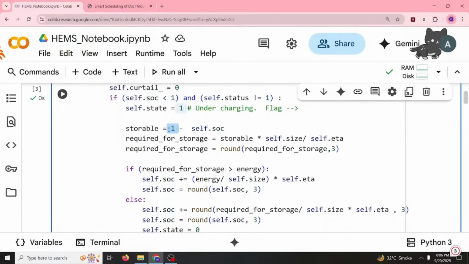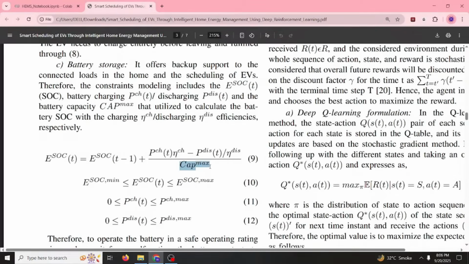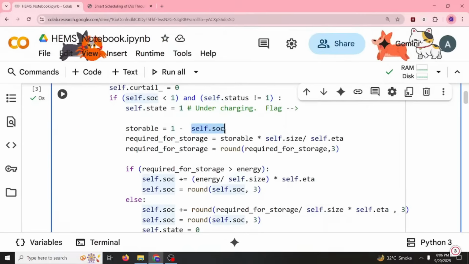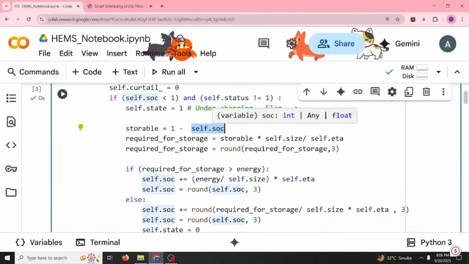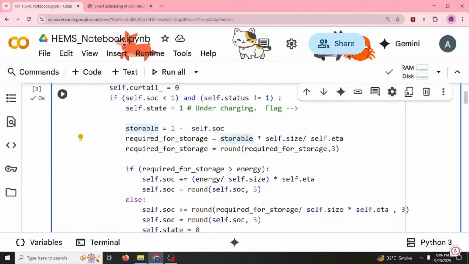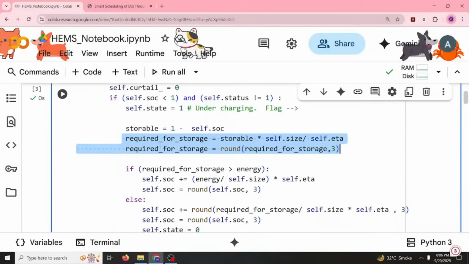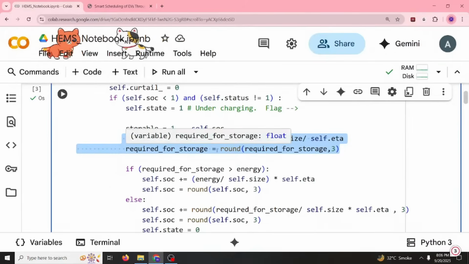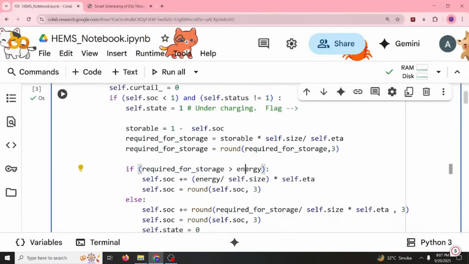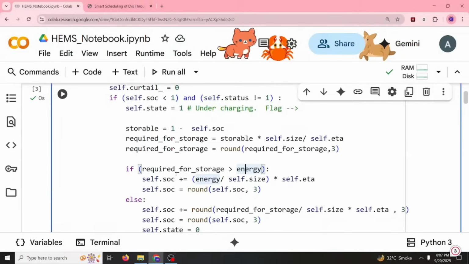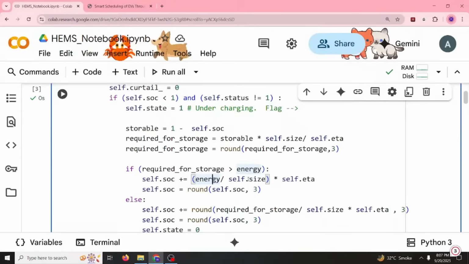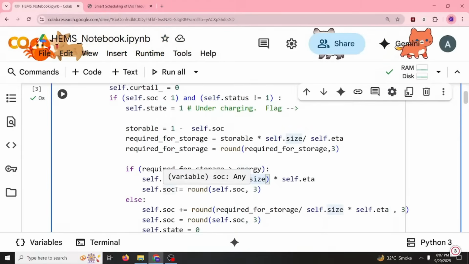Here we say that the total SOC is 1.0, as we have normalized with the overall capacity of the battery. So it is 1 minus the current amount of charge available inside the battery, and we get the storable energy. We are checking the condition in this equation, whether the incoming energy can actually be stored. This is the required energy, this is the incoming energy, and then we charge this energy according to the equation, that is, we multiply it with eta and divide it with the size.